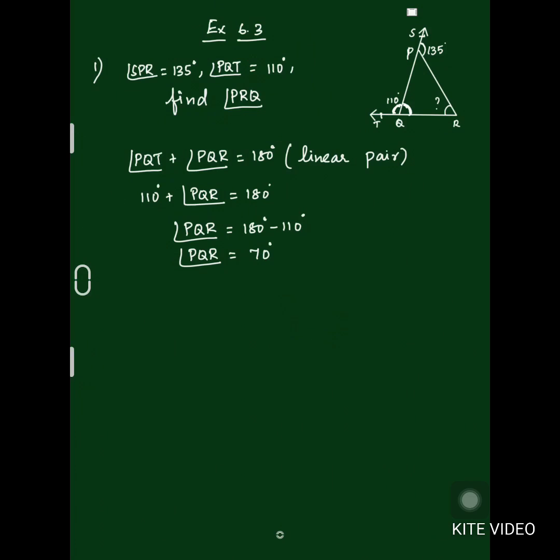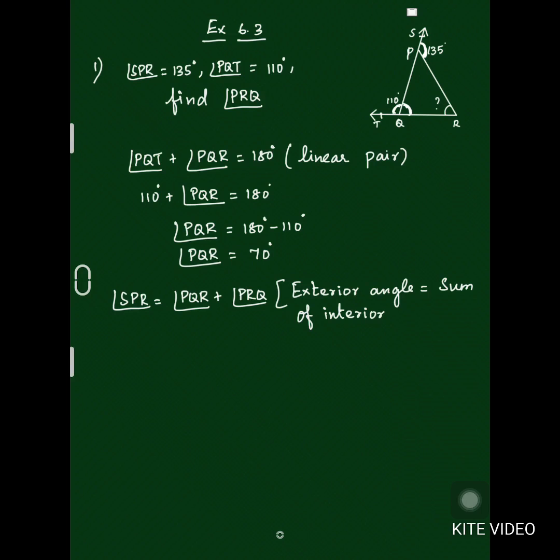And you know angle SPR is an exterior angle of the triangle. There is a property of a triangle: the exterior angle of a triangle is equal to the sum of the interior opposite angles. So angle SPR is equal to angle PQR plus angle PRQ. What is the reason? Exterior angle is equal to the sum of interior opposite angles. Angle SPR is an exterior angle. What are the interior opposite angles? PQR and PRQ.